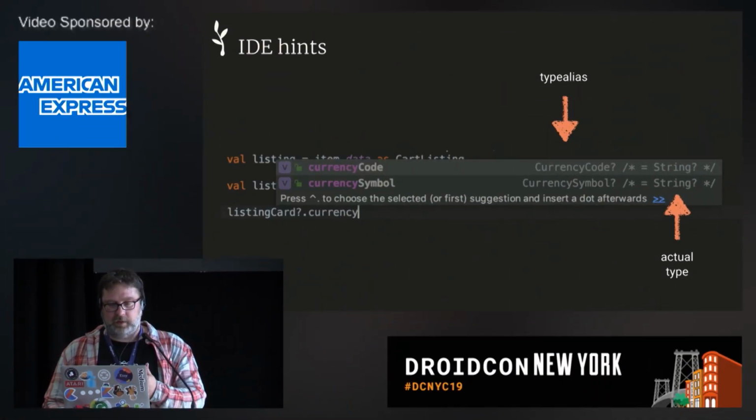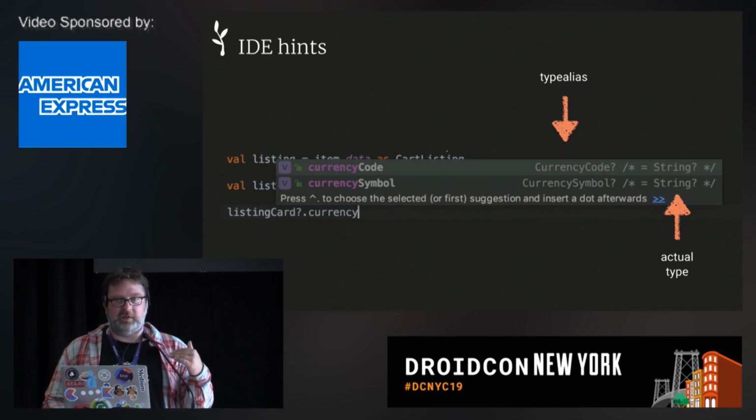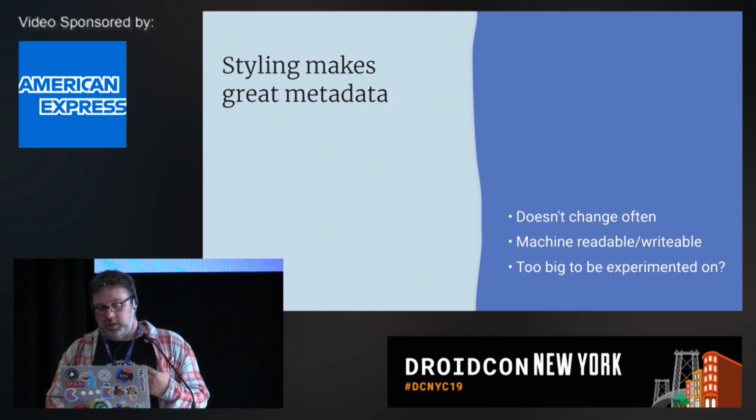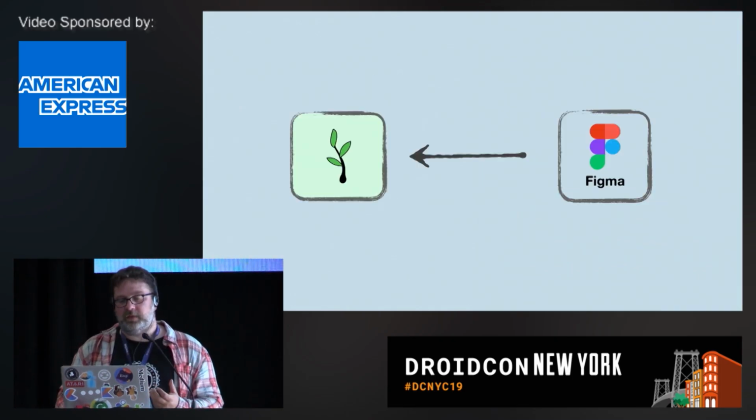So this is a response from Figma's API, and something should be jumping out at you. Styling makes for great metadata. It doesn't change too often. It's machine readable and writable. And when you redesign an entire screen, that can be too much to experiment on. Being able to put this in a code generation pipeline allows you to break it up in a way that you can experiment on it.